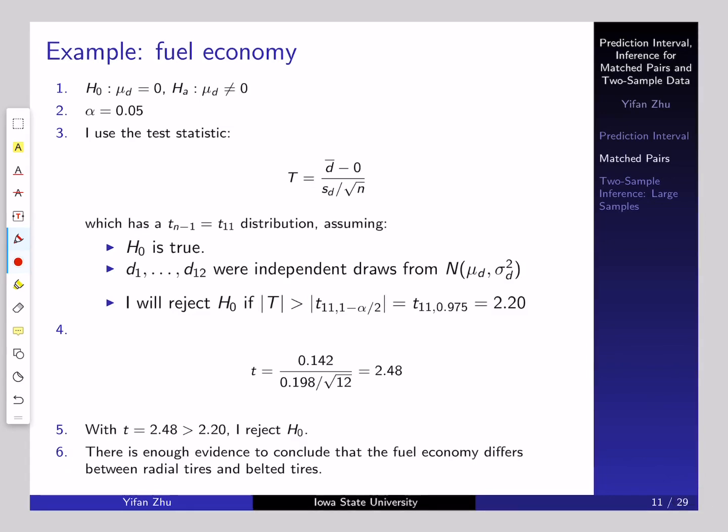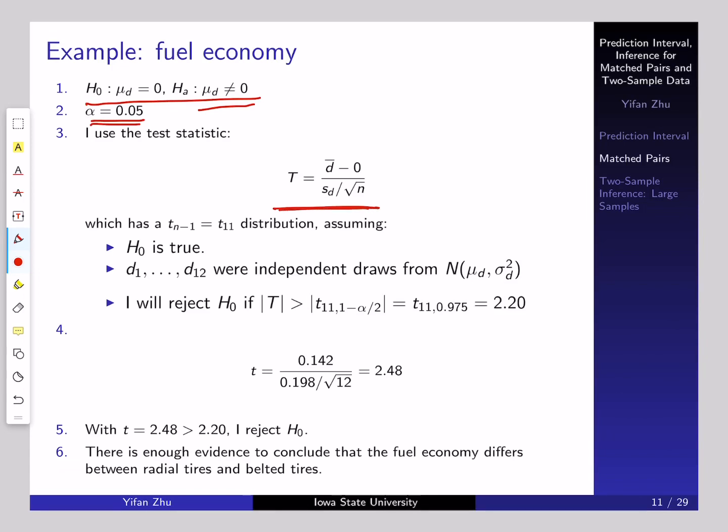The hypothesis we have here is H naught: mu d, the true mean difference, is 0. So there is no difference between these two types of tires. And the alternative is that there is some difference: mu d is not equal to 0. And alpha is 0.05. The test statistic we use is this.